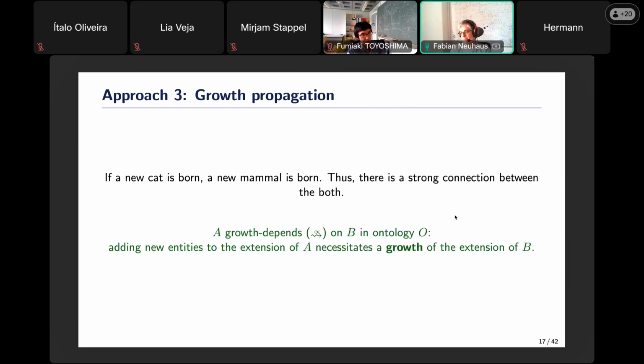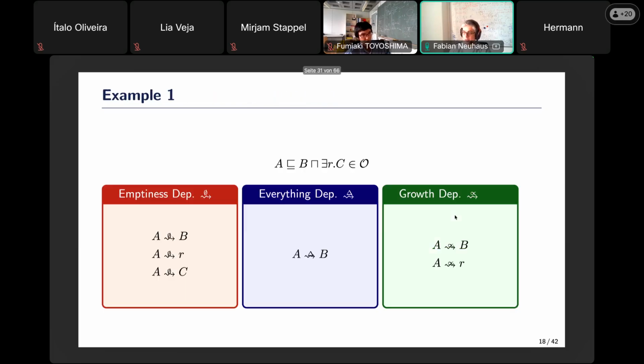Another example, based on a different intuition, has to do with growth. So if a new cat is born, a new mammal is born. So in that sense, there's a strong connection between the two terms. And this notion gives us a different form of dependency. A growth-depends on B in an ontology if adding new entities to the extension of A necessitates a growth of the extension of B. As I said, these are just 3 different examples. We have a few more, but they really lead to different notions of dependency with different properties.